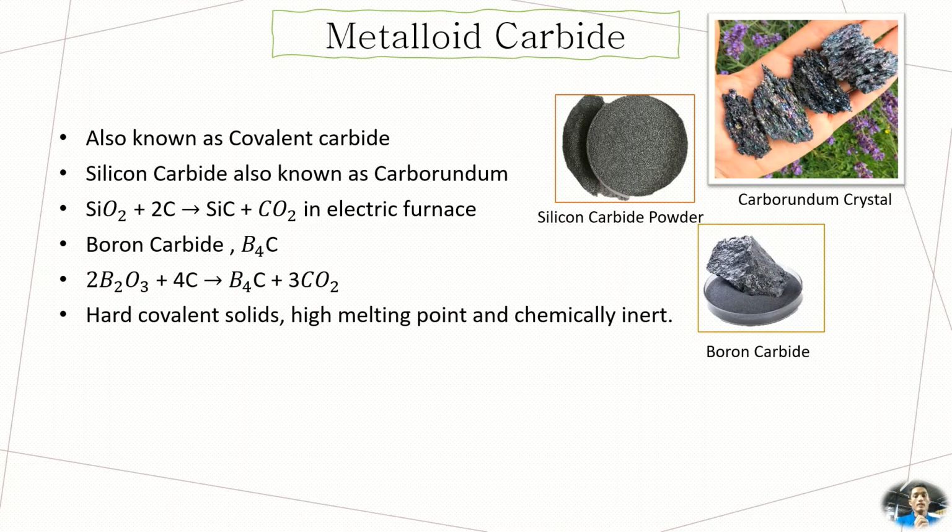When silicon oxide reacts with 2 carbon, it will give silicon carbide and carbon dioxide in an electric furnace. When boron oxide reacts with 4 carbon, it will give boron carbide and 3 molecules of carbon dioxide. These properties are hard covalent solid, high melting point, and chemically inert.